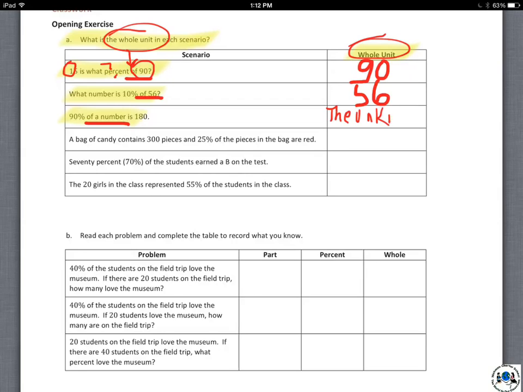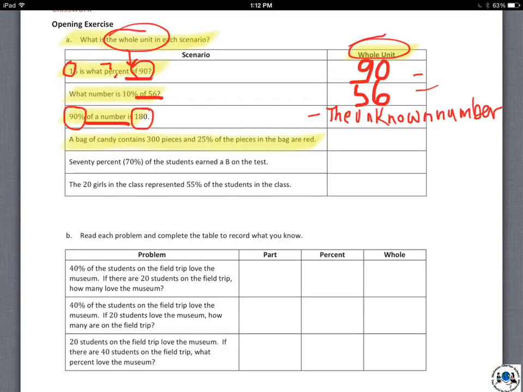The next one, here we go again. Oops, I forgot to pause there. 90% of a number is 180. Well, now our whole is the unknown number. In the previous one, we knew our whole. In this one, we don't know our whole. It is actually the unknown. We know the part, we know the percent, but we don't know the whole.